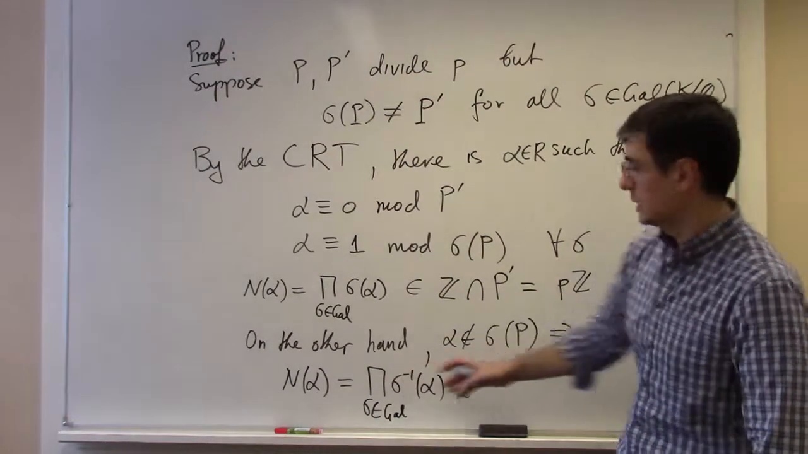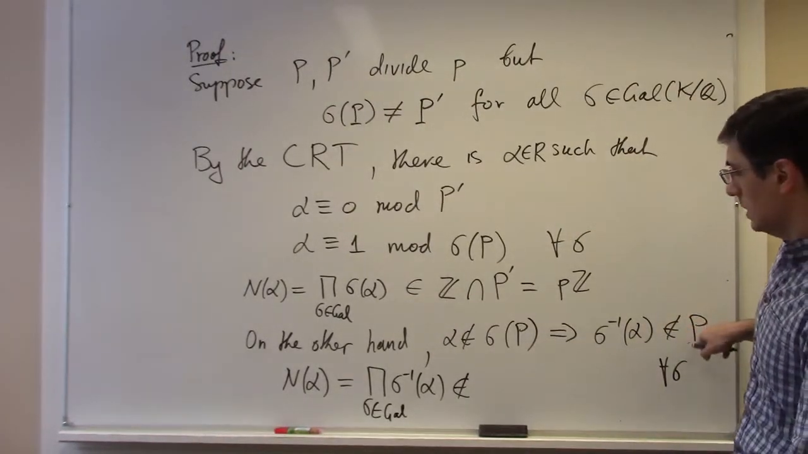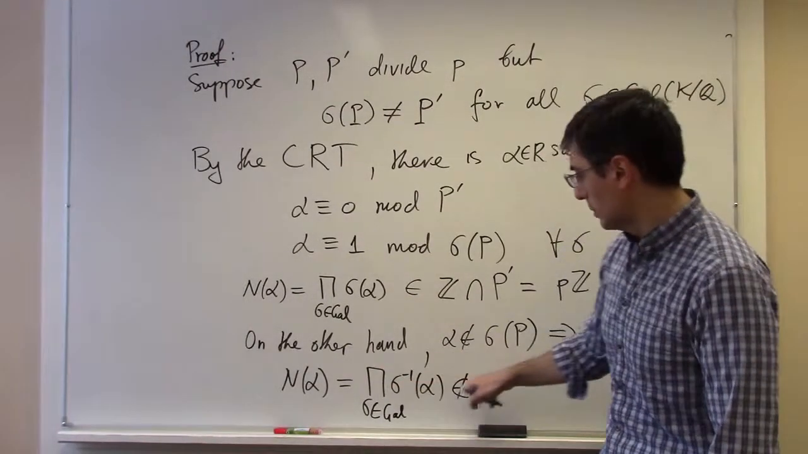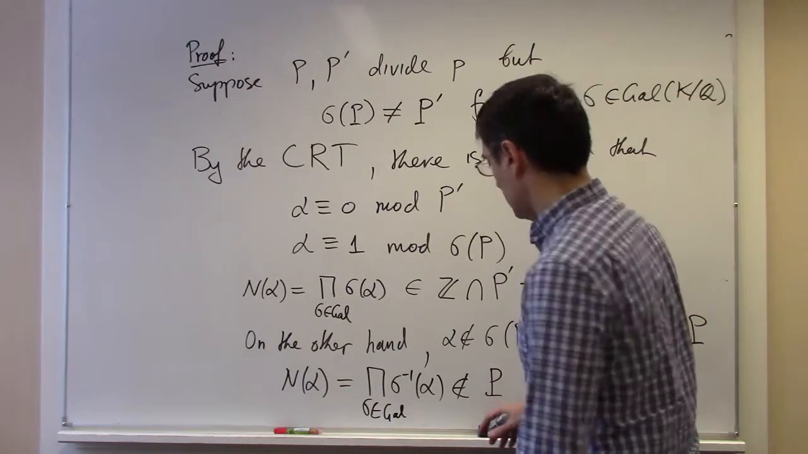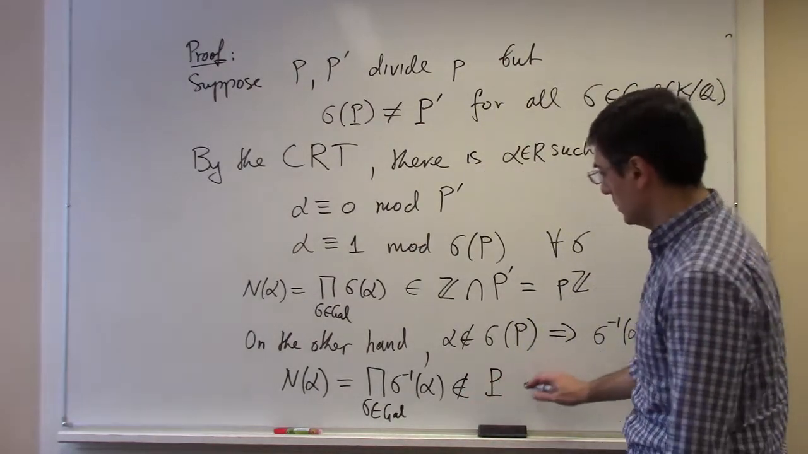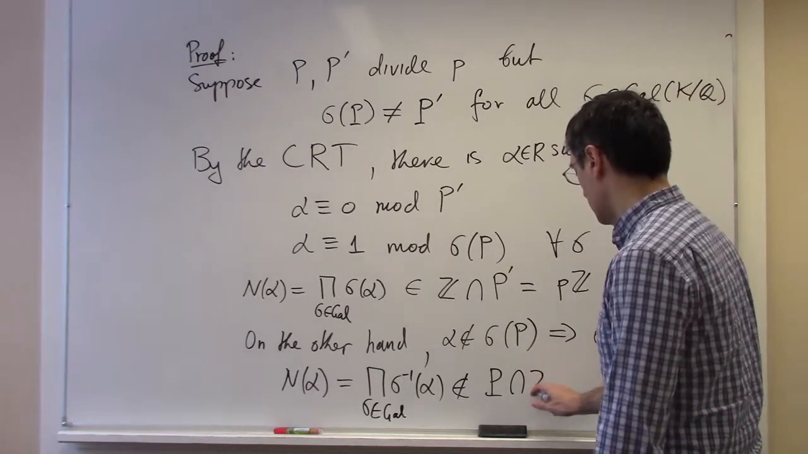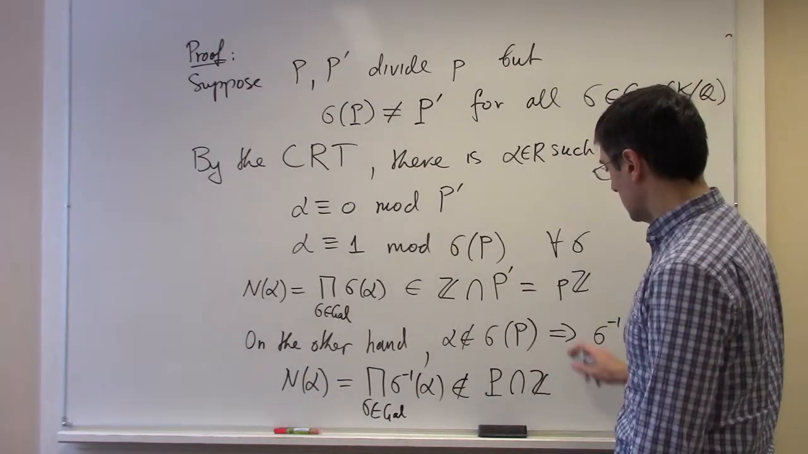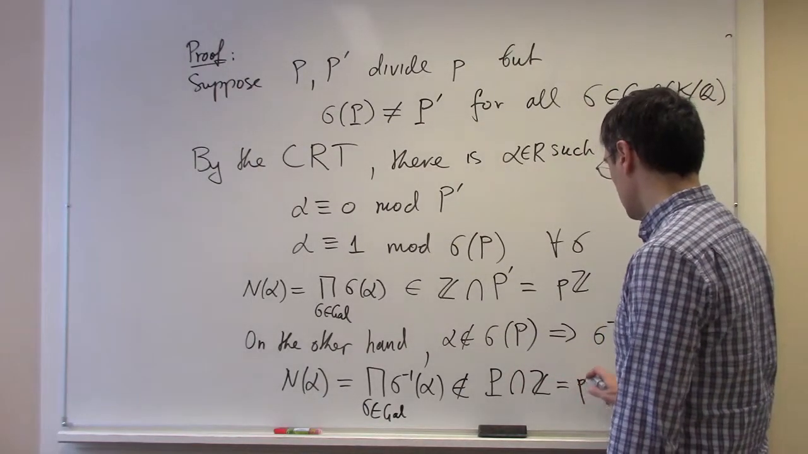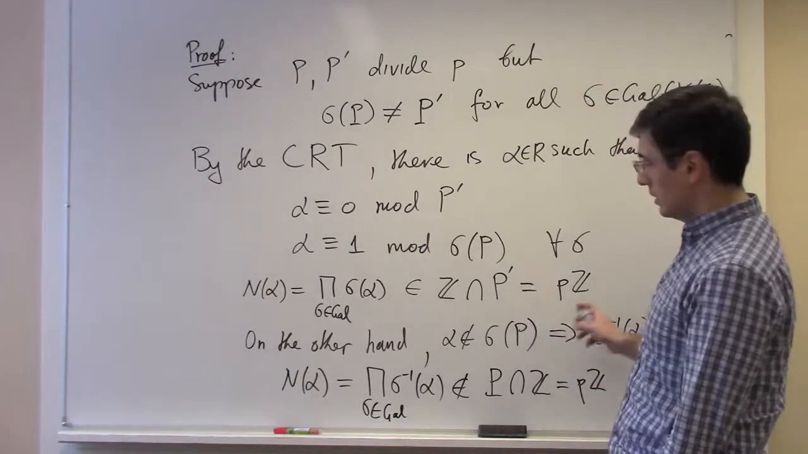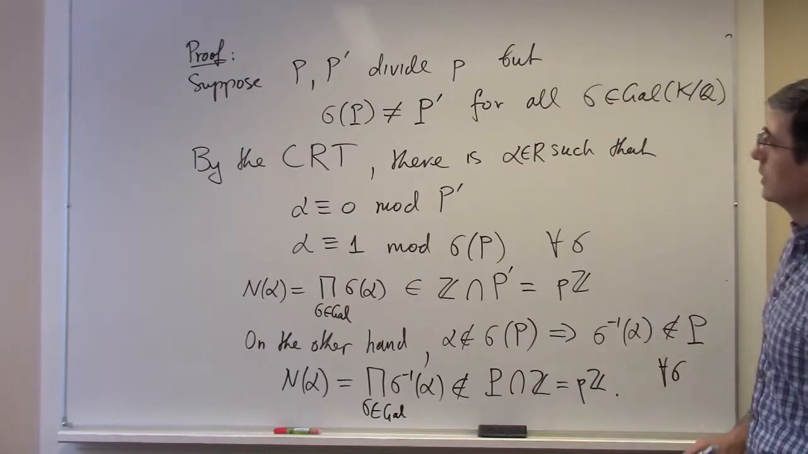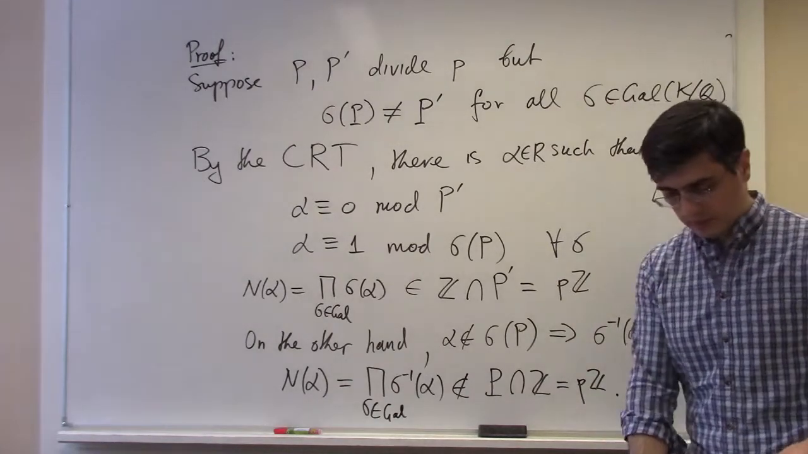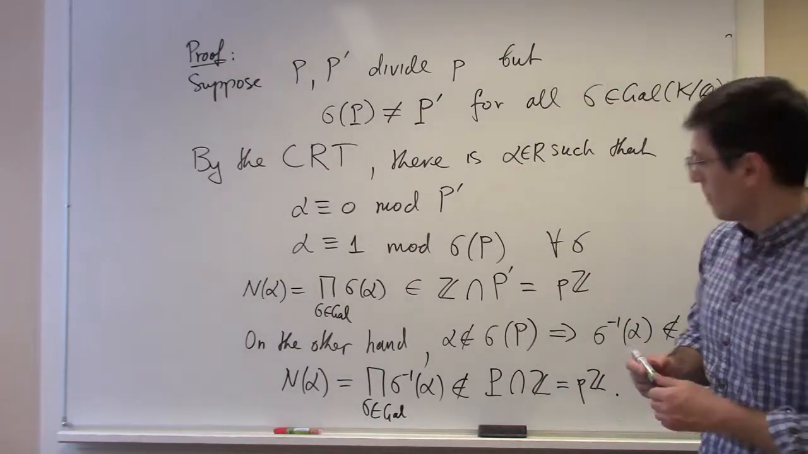So the product cannot be in P, because P is prime, so this element does not belong to P, so it does not belong to P intersected with Z. But this again is pZ, which contradicts this statement. That's the proof of this theorem.